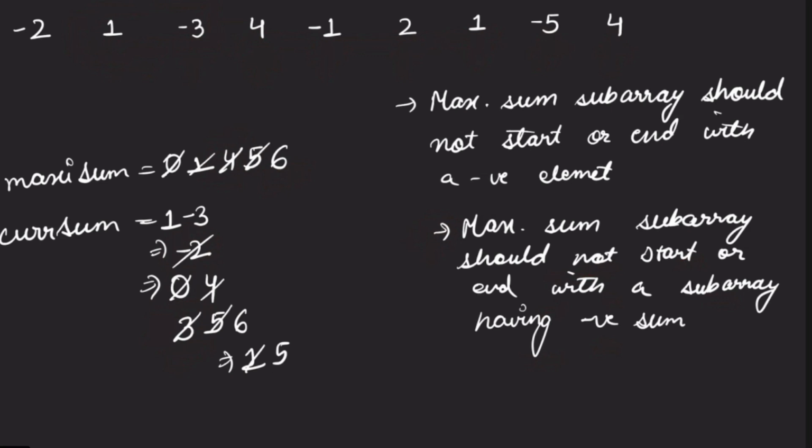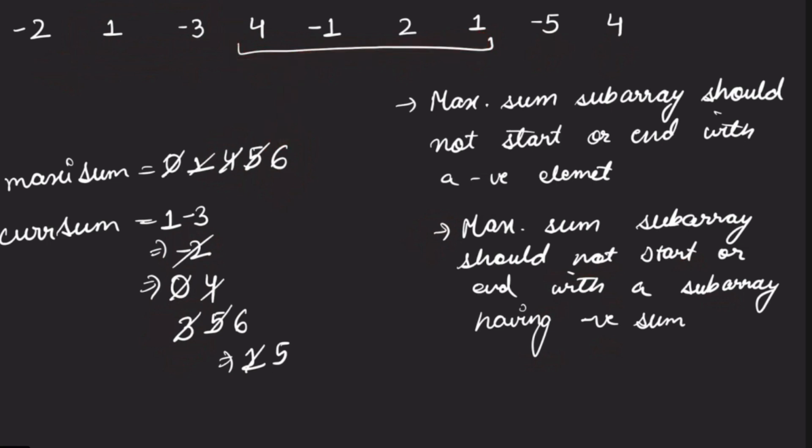Now at the end, we have traversed all the elements. What is your maximum sum? 6. And which was the subarray whose sum was equal to 6? This, right? 4 minus 1, 3, 3 plus 2, 5 and 5 plus 1, 6. So this was the subarray whose sum was equal to 6.